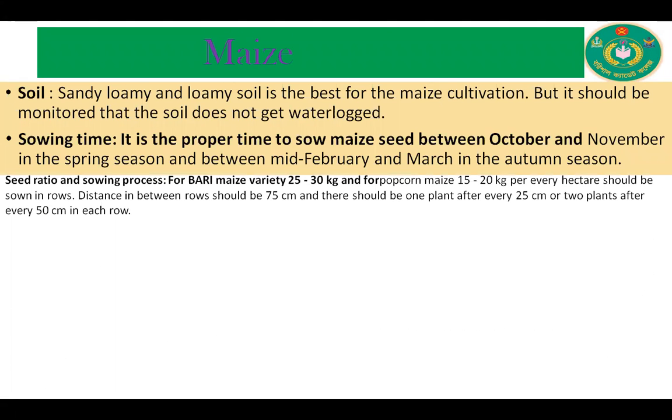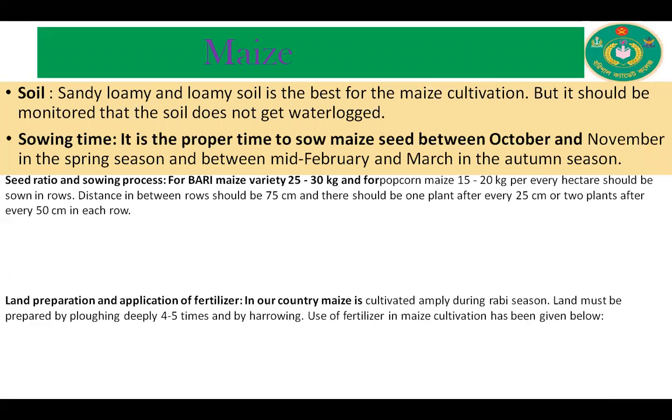Seed ratio and sowing process: for Bari maize varieties 25 to 30 kg, and for popcorn maize 15 to 20 kg per hectare should be sown in rows. The distance between rows should be 75 centimeters, and there should be one plant every 25 centimeters or two plants every 50 centimeters in each row.